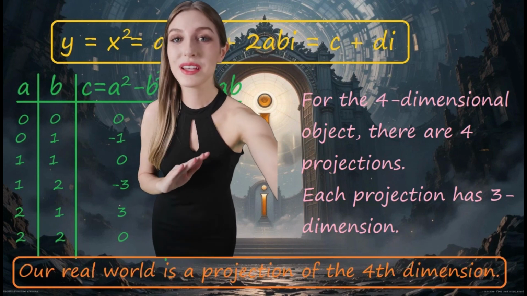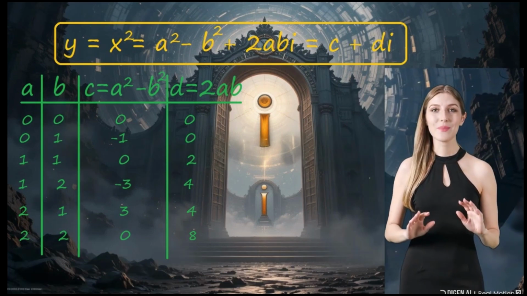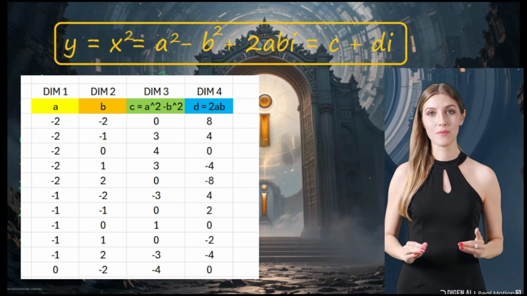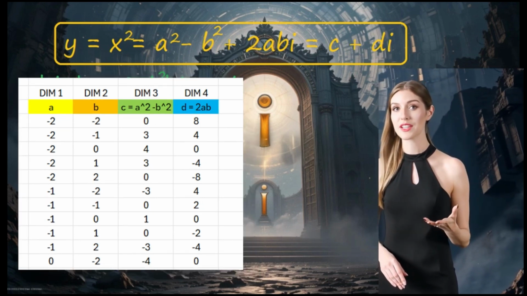Our real world is one projection of the four-dimensional world. By using the spreadsheet, we can calculate the values of the function as accurately as we require. There are four columns in the sheet. Each column represents a dimension.